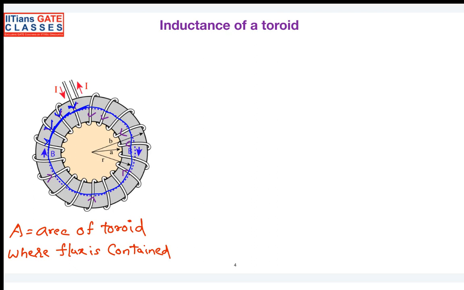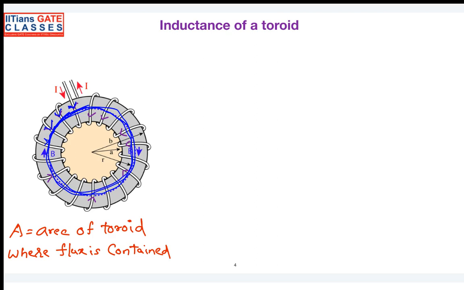So you got my point here? When the current is flowing, the magnetic field will be concentrated along the circumferential length of this toroid. Will you agree with my point or not? Yes, sir. Then in that loop, you find out the total line integral of the magnetic field intensity.